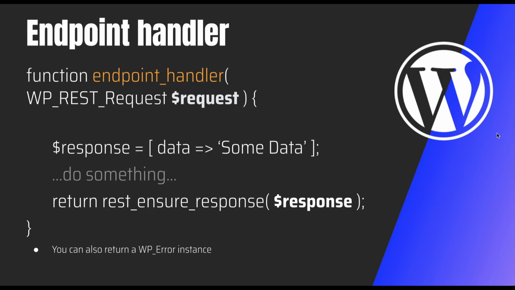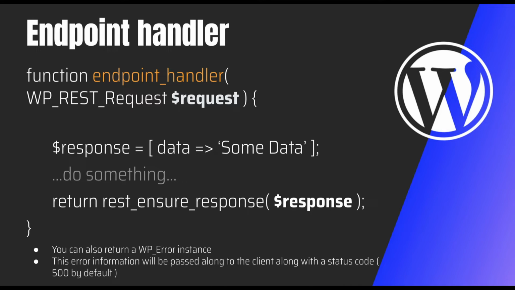You can also return a WP_Error instance in case there's any error. This error information will be passed along to the client along with the status code 500 by default. So let's say something goes wrong, such as a mandatory parameter that you're expecting is not available. Then you can return an instance of the WordPress WP_Error class with your error response, and that will be sent back to the user as a response that something went wrong.